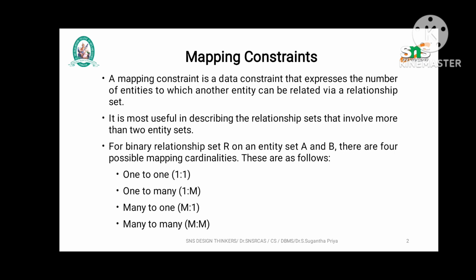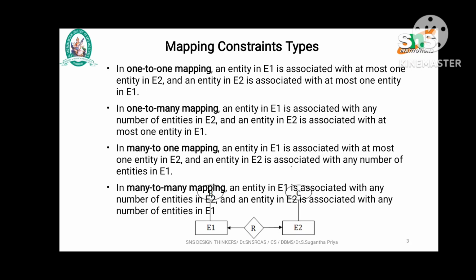For a binary relationship set R on entity sets A and B, there are four possible mapping cardinalities, which include 1 to 1, 1 to many, many to 1, and many to many. Mapping constraint types. In 1-to-1 mapping, an entity in E1 is associated with at most one entity in E2, and an entity in E2 is associated with at most one entity in E1. This is called 1-to-1 mapping.